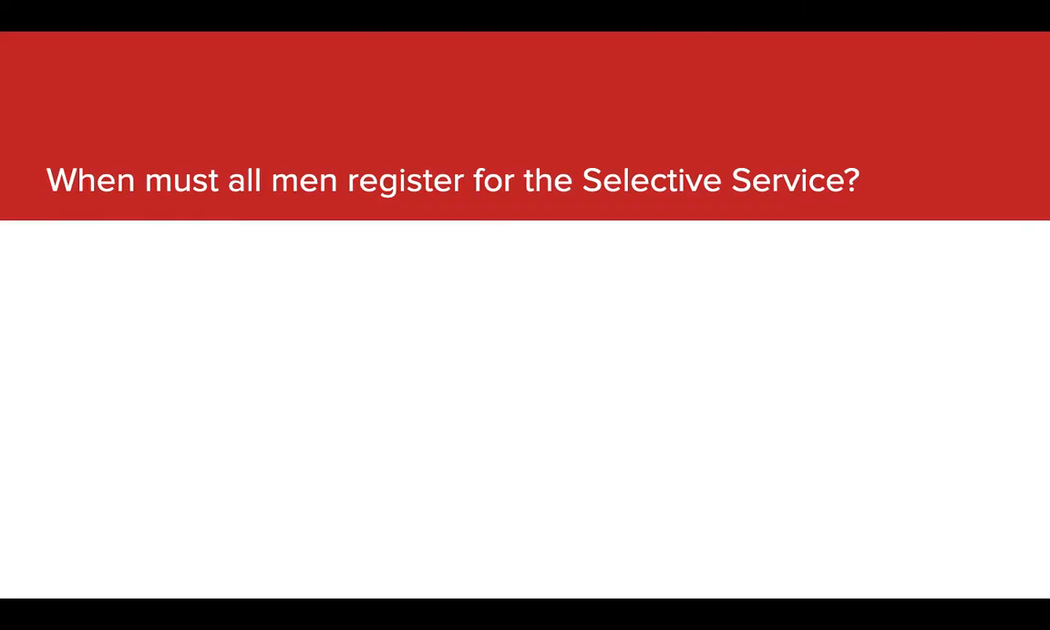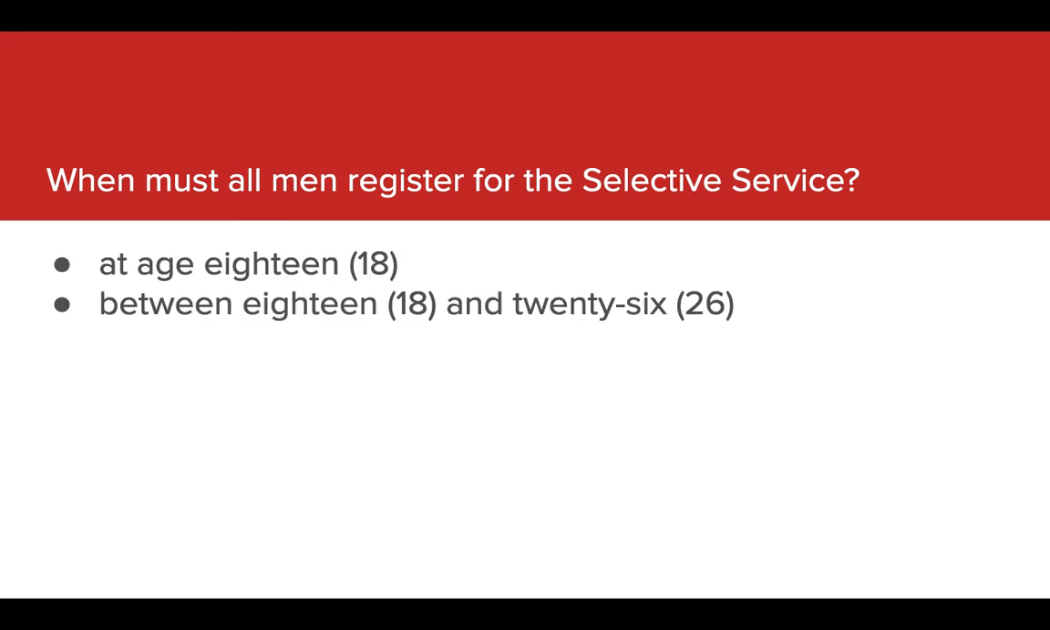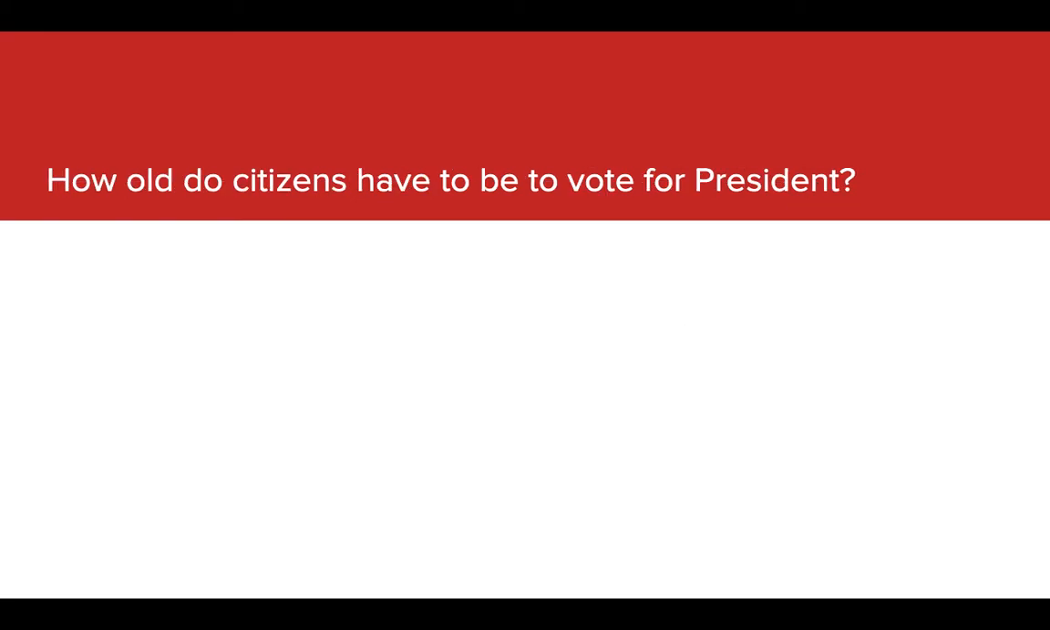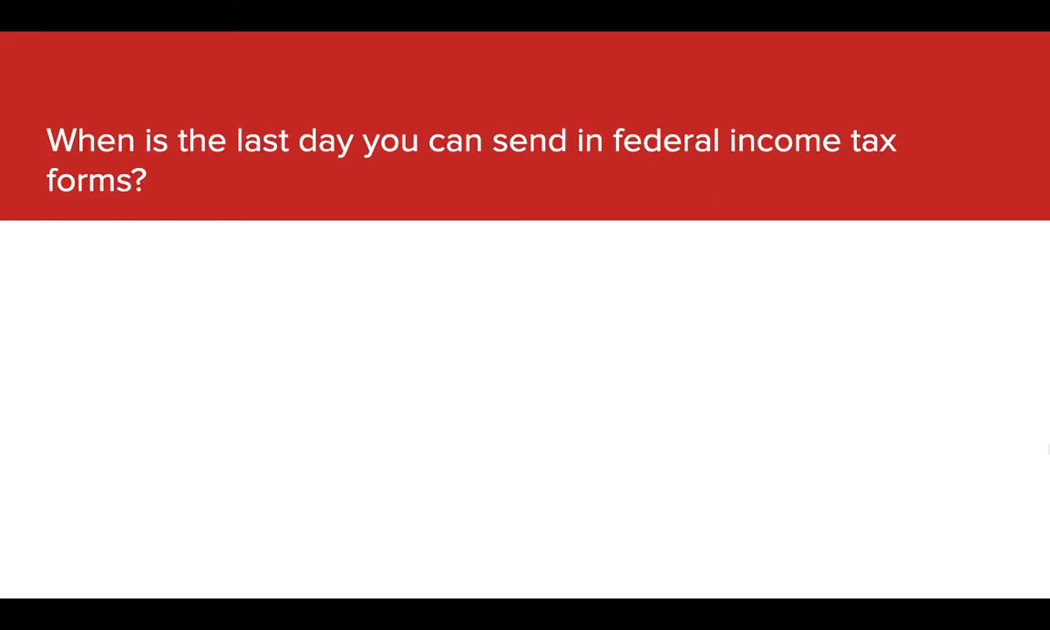So, when must all men register for the Selective Service? At age 18 or between age 18 and 26? How old do citizens have to be to vote for president? The answer is age 18 and older. When is the last day you can send in federal income tax forms? The answer is April 15th.